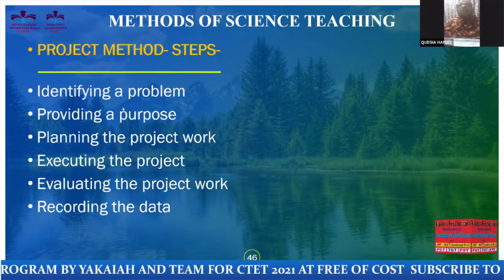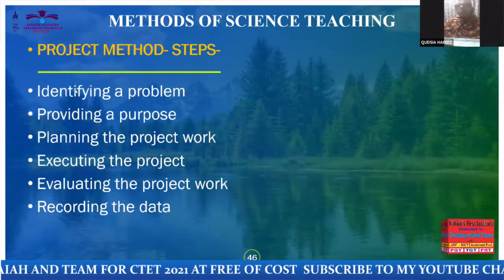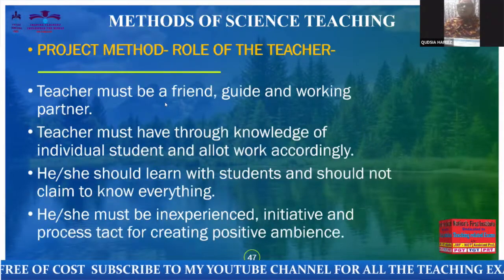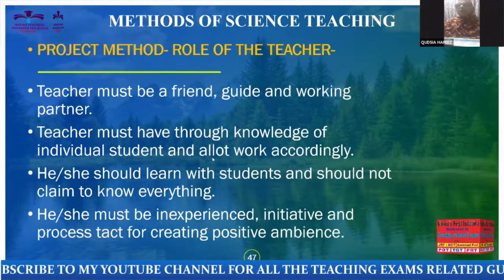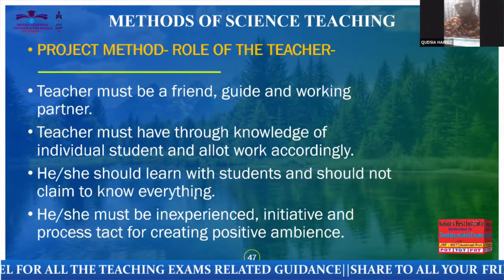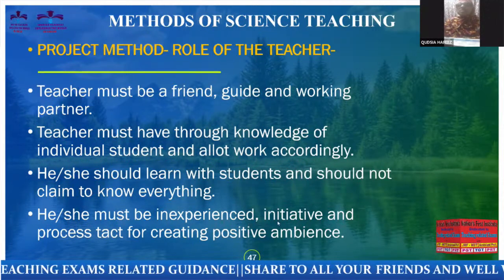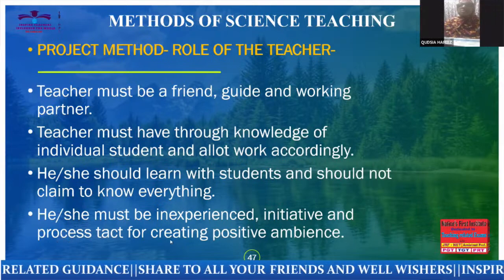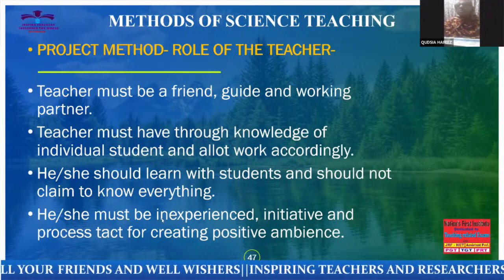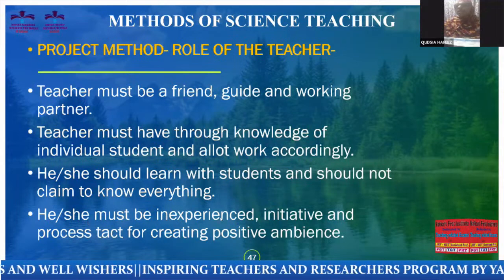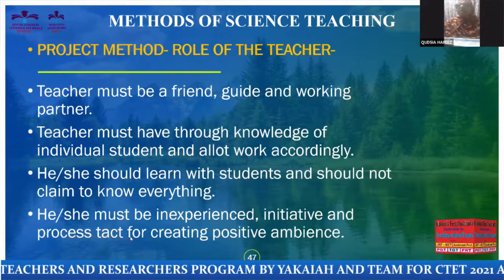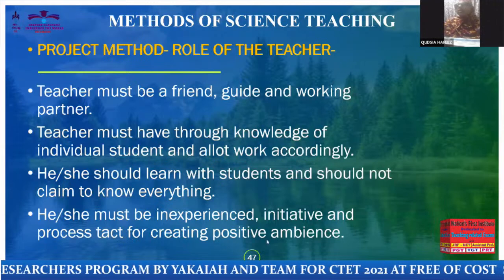Next, the role of a teacher: the teacher must be a friend, guide, and a working partner. The teacher must be able to see how best to guide for this method. The teacher must have thorough knowledge of each individual student and allot work accordingly. He or she should learn with students and should not claim to know everything. And he or she must be experienced, take the initiative, and have tact for creating a positive ambience. The teacher must be experienced, take the initiative, and use different tact and skill in performing this project work, and should create a positive ambience.